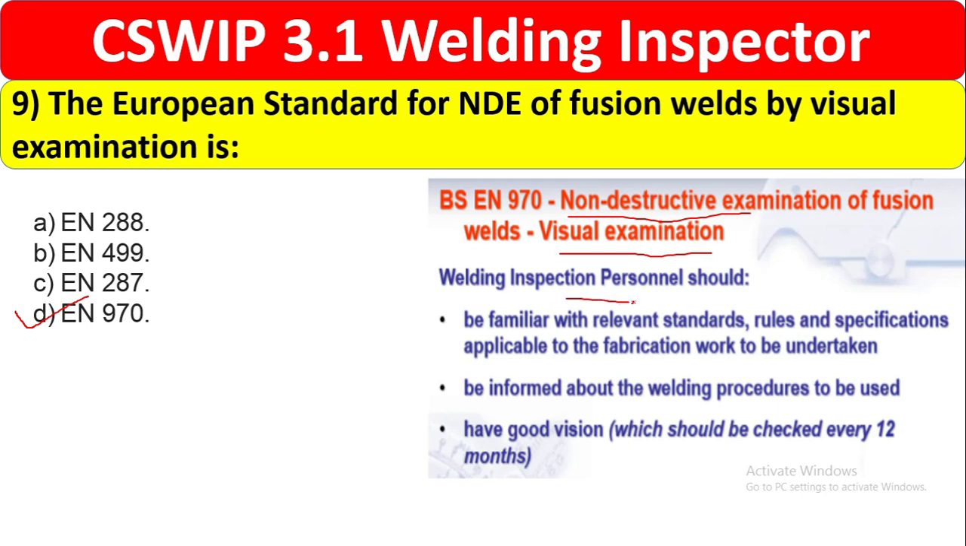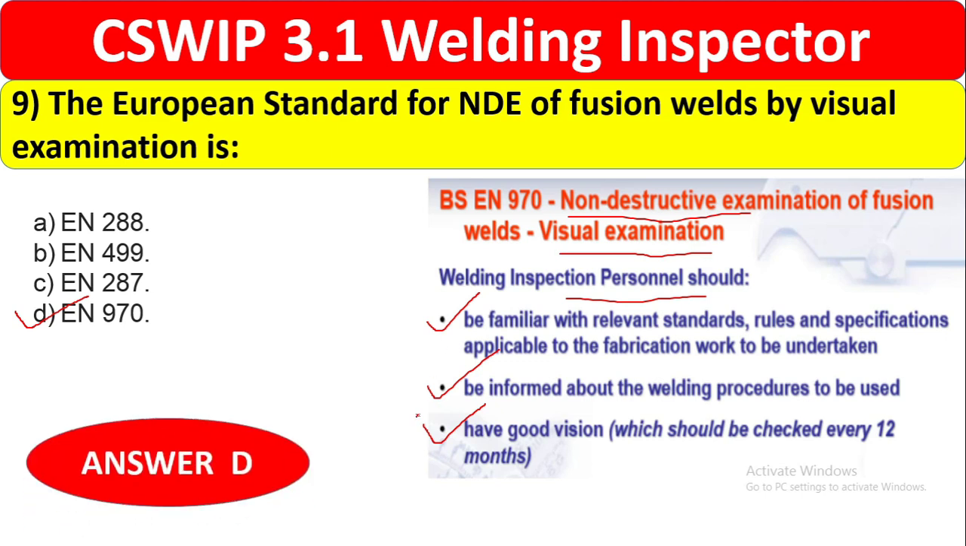Welding inspection personnel should be familiar with the relevant standard, be informed about the welding procedure to be used, and have good vision. These three things are very important in BS EN 970. The answer is D, option D.